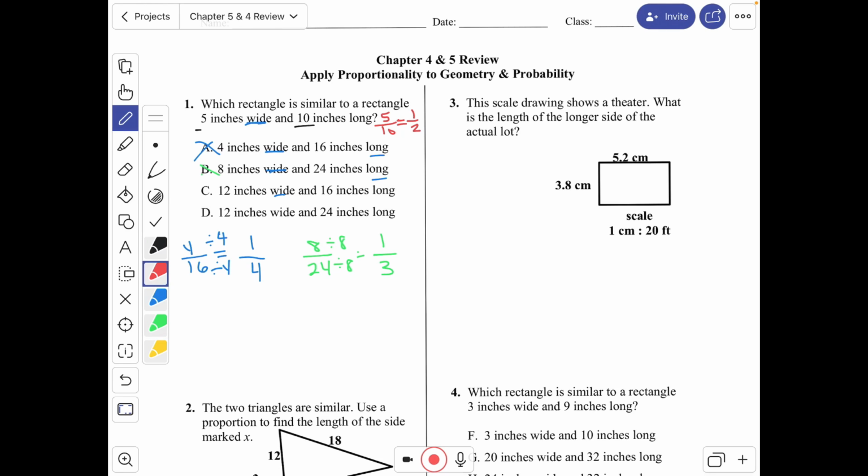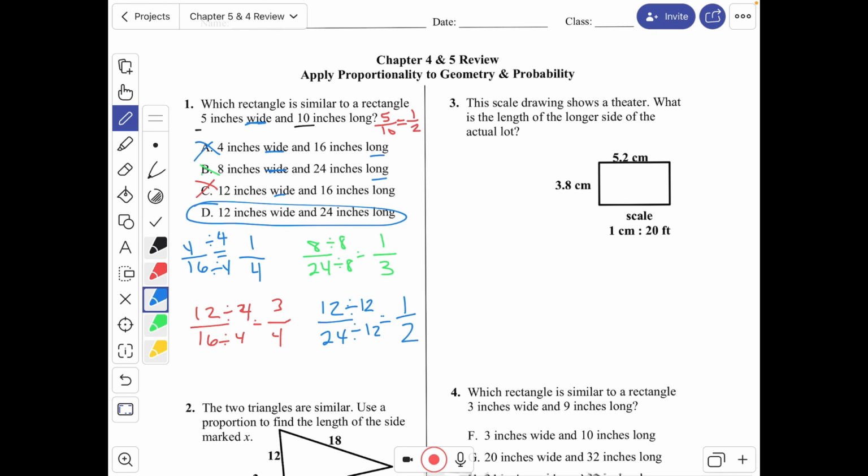Then we have 12/16, which can be simplified to 3/4, still not the same. And then 12/24, which you should kind of recognize as a half. 12 is half of 24. So these both simplify to 1/2. So D is our answer choice.